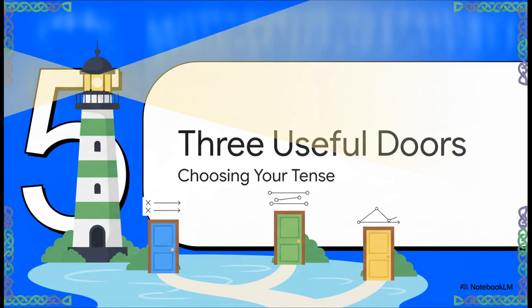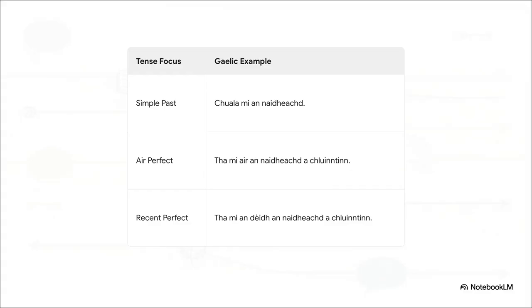Section 5. Three useful doors, choosing your tense. All right, let's pull all of this together. Think of these as your three useful doors. When you're speaking Gaelic, you simply choose the door based on exactly what you want your listener to focus on. Door number 1. If you want to focus purely on a finished past event, you use the simple past.